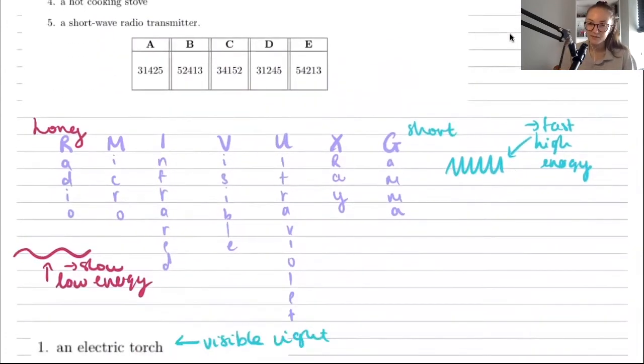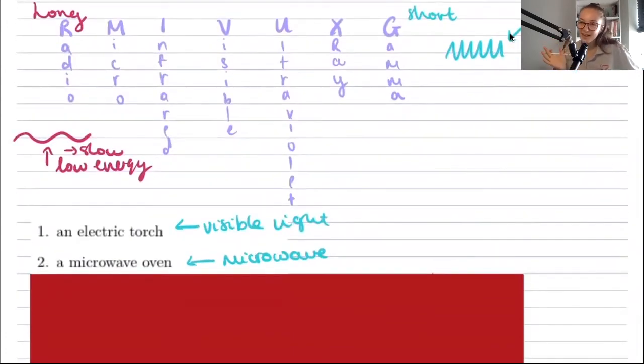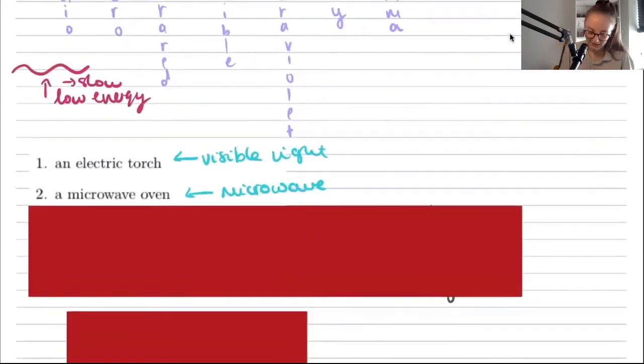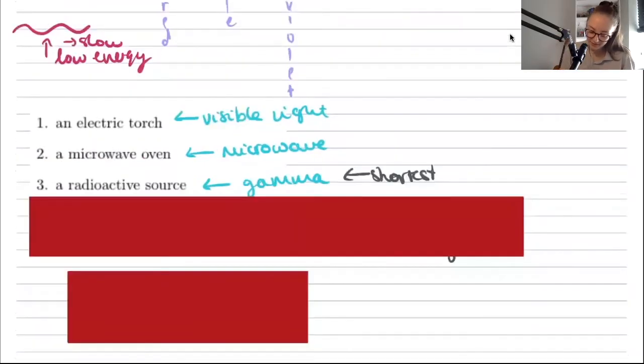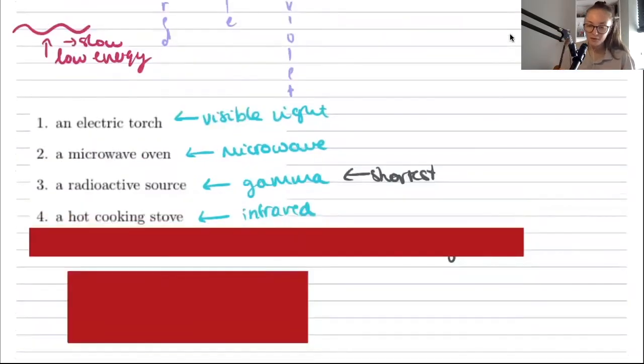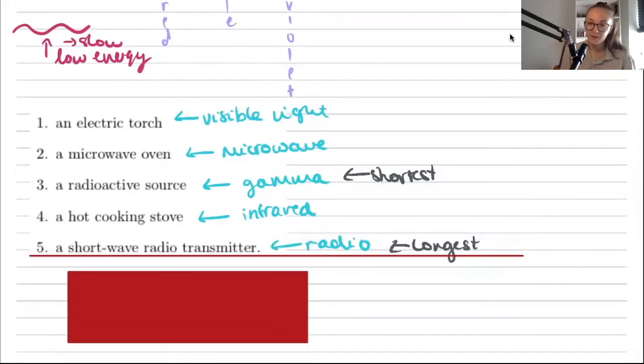Then the next is a radioactive source. So I've kind of discussed this. Super high energy radioactive dangerous substance is controlled by a gamma ray. And then a hot cooking stove, what does that produce? It produces heat to cook things. And the section of the electromagnetic spectrum that relates to heating things would be infrared.